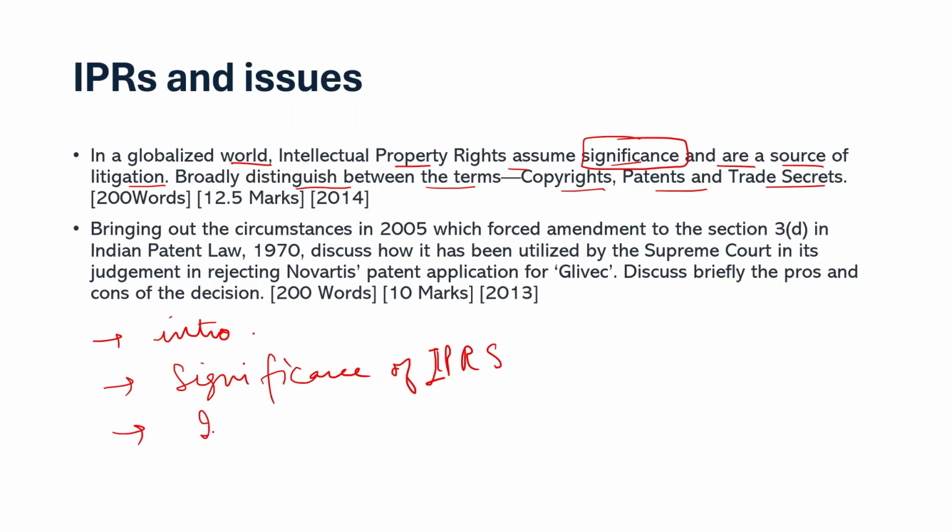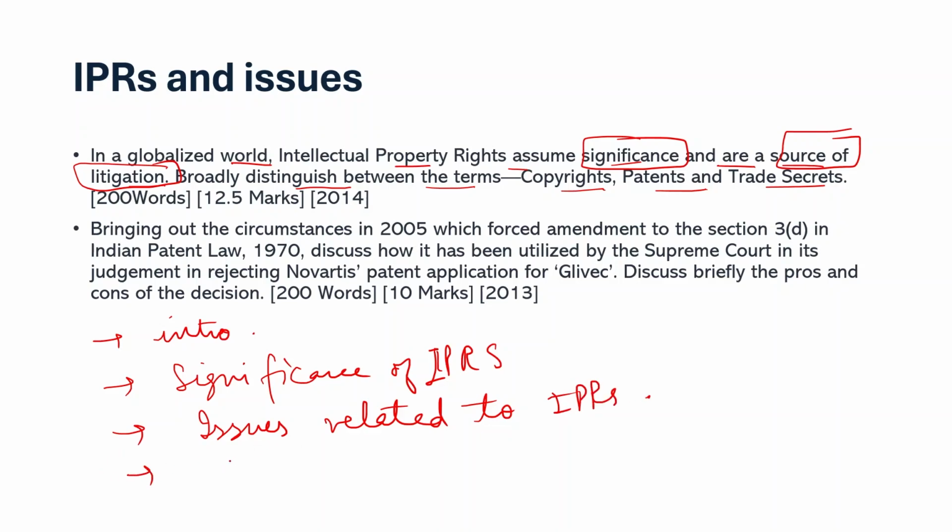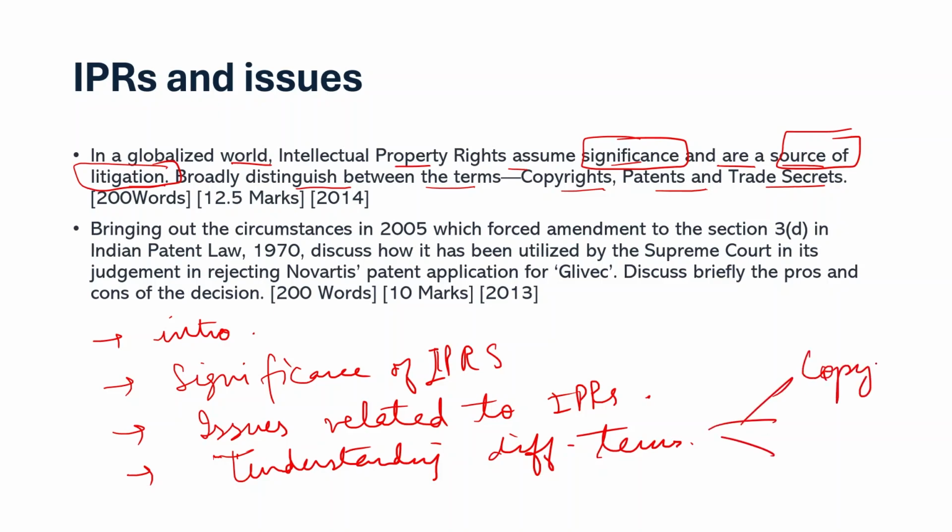Then you can also write about issues related to IPRs. Why? Because they are saying that it is also a source of litigation. So you can write about issues related to IPRs. After that, then you can define the terms. You can put a heading, understanding different terms, right? And then you can define each of these terms: copyrights, patents and trade secrets, right? You can write 3-4 points for each, or as many as you know, right? In this way you can write and then you can conclude, right?